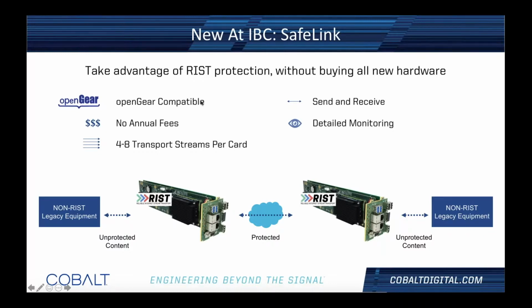There's no annual fees. You just pay for the card itself, and you don't have to continue to pay based on use. Each card can transport 4 to 8 streams at a time, making it a dense solution. And you can also get send and receive, so you can send signals back and forth between one card on each end. We also provide some detailed monitoring stats, such as how many packets are dropped, how many have been recovered, and how many packets have been unrecovered. So SafeLink is IP only, no ASI.